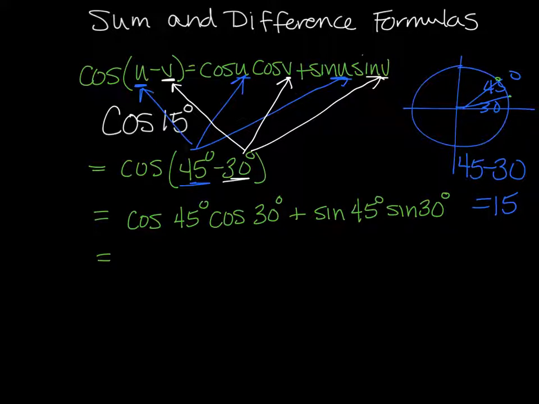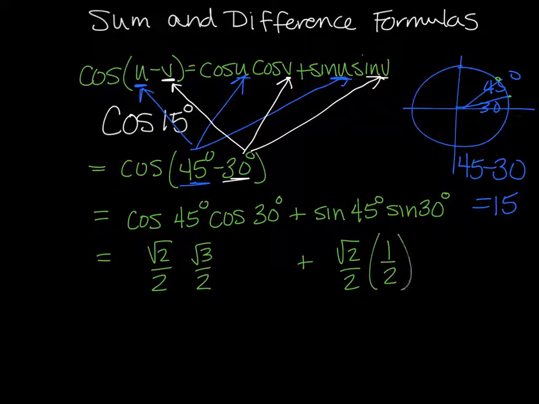And cosine of 45 degrees is root 2 over 2. Same thing with the sine of 45 degrees, root 2 over 2. We have a plus there. The cosine of 30 degrees, that would be root 3 over 2. And the sine of 30 degrees is 1/2. And these things get multiplied times the ones before it. And so if I multiply, the root 2 times root 3 is root 6, and 2 times 2 is 4. Plus, the next one is root 2 times 1 is root 2, and 2 times 2 is 4.